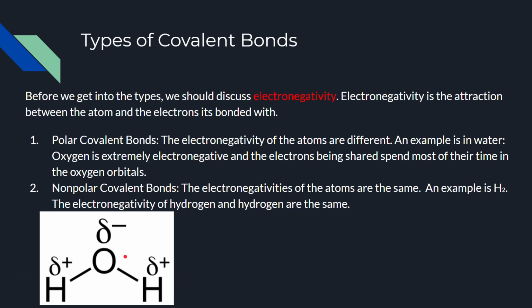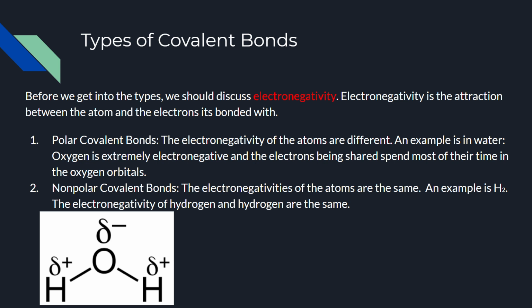So next, we're going to go on to the types of covalent bonds. Before we get into the types, we need to discuss electronegativity. Electronegativity is the attraction between the atom and the electrons it's bonded with. First, we're going to go on to polar covalent bonds. The electronegativity of the atoms is different. An example is water. Oxygen is extremely electronegative, and the electrons being shared spend most of their time in the oxygen orbitals.